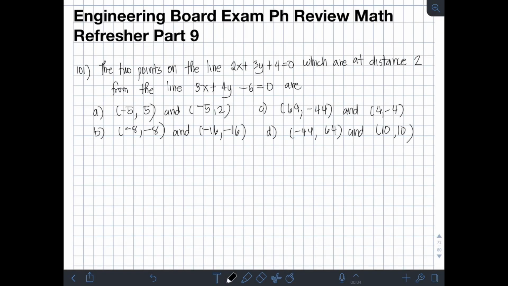Okay, so this time ay magre-review ulit tayo for engineering board exam which is Math Refresher Part 9. So, magsasagot tayo ng sets of questions. So, sa part 8 ay nagtapos tayo sa item number 100. So, let's start with item number 101.